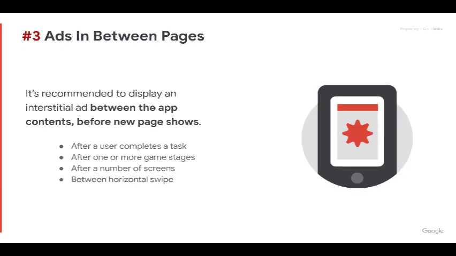The third biggest mistake that we see when it comes to implementation of interstitial ads is the in-between pages. So here are some of the guidelines on when to show an interstitial ad in between pages. Most common uses would be after a user completes a task, after one or more game stages, after going through a different number of screens within your app, and finally between X number of horizontal swipes.